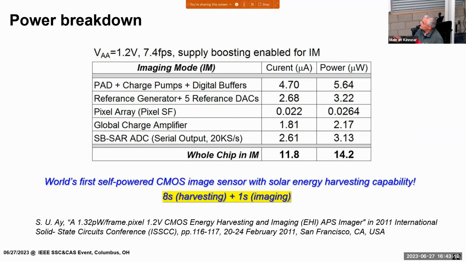If you calculate this, like 8-second harvesting, 1 second imaging, is this a full disclosure, do you think? Because this data assumes that I capture 1 image per second. So my frame rate is 1 FPS instead of 7.4 FPS, and my power consumption is much, much lower than this. 3 or 4 microwatts or so for 1 frame per second. And I probably harvest that much power during 8 seconds to be able to run it at one frame.